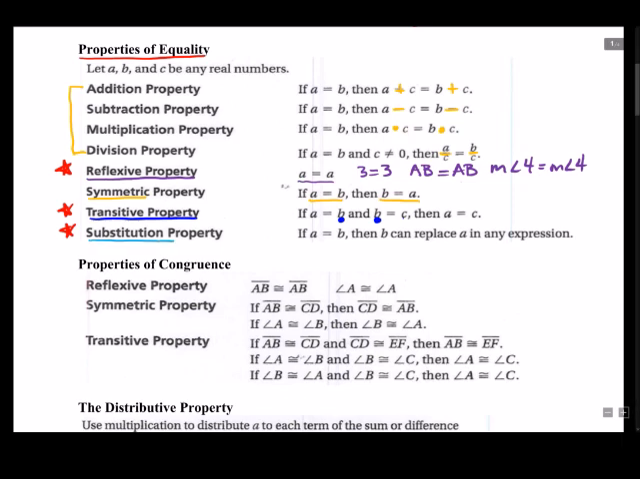The substitution property says that if A equals B, then B can replace A in any expression. Now, the way to tell these apart, and I'm very generous because at the beginning here, it's kind of difficult to know which one to use. You'll get better with practice. The transitive property is used when you have two separate ideas. Each one could stand alone on its own.